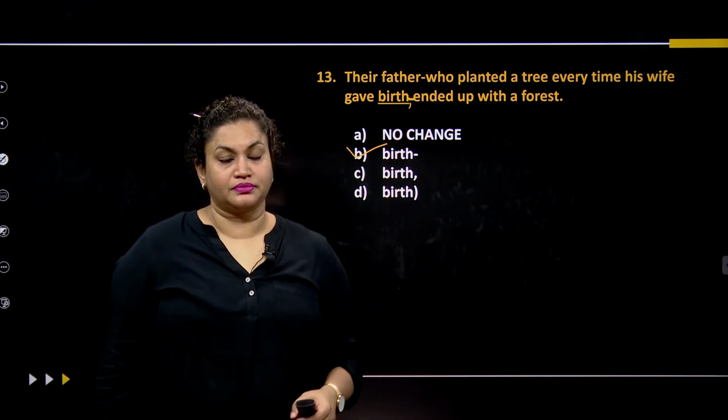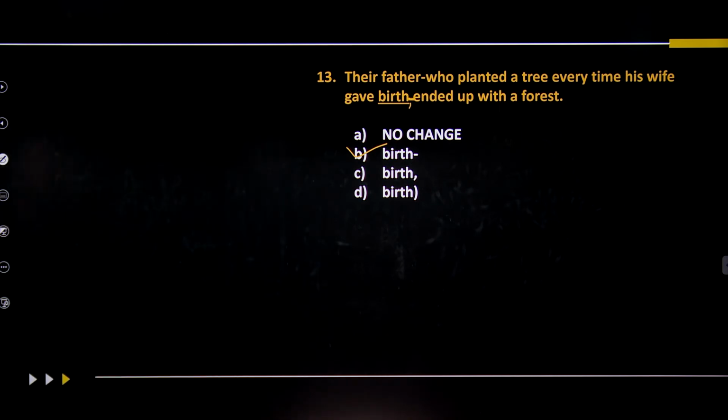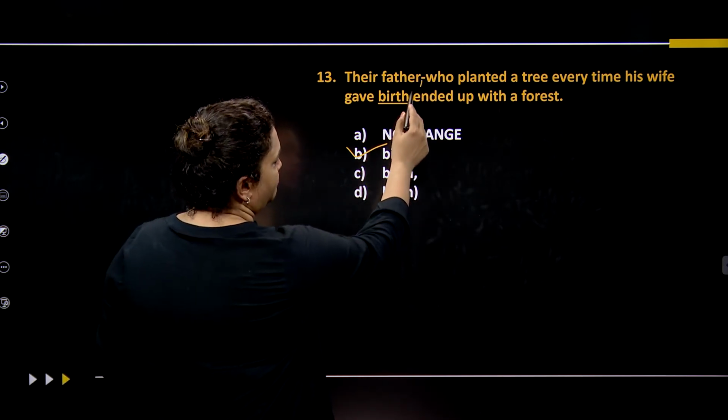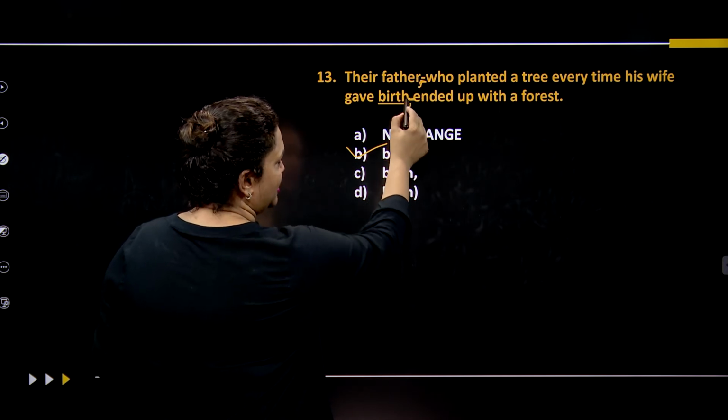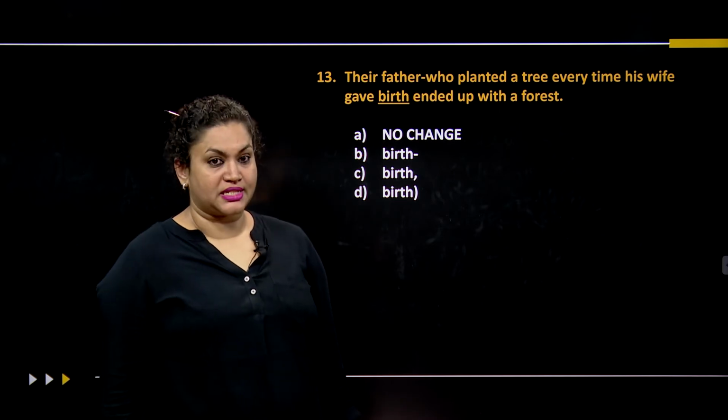Am I clear? Please go through this once. Just check once what I said. I hope I am clear. If you had a comma here, you could have put a comma. Because there is no comma here and there is a dash, you have to put a dash, not a comma. Am I clear? Let's go to the next one.